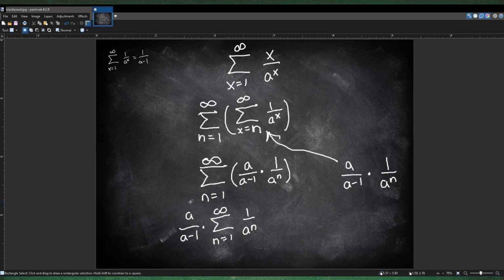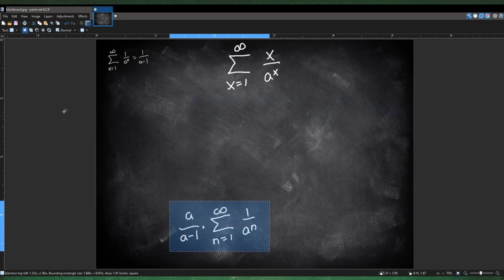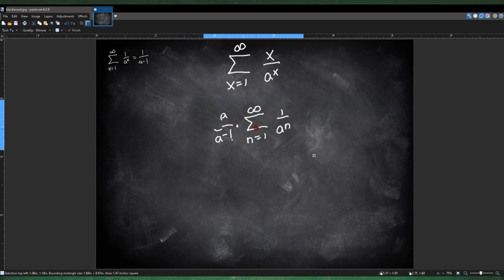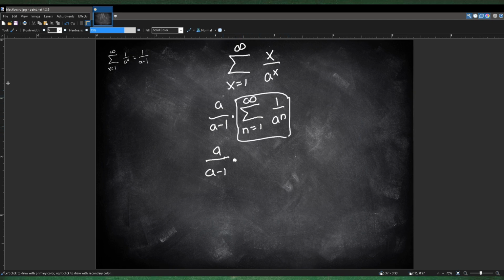I'm going to delete everything else. If you want to record it down on a piece of paper, that's cool, but we're just going to get the formula at the end, and that's all that matters. Okay, cool. So we have a over a minus 1 times the summation of this. Well, this one, again, is just another one of these. So all we have to do is just plug it in.